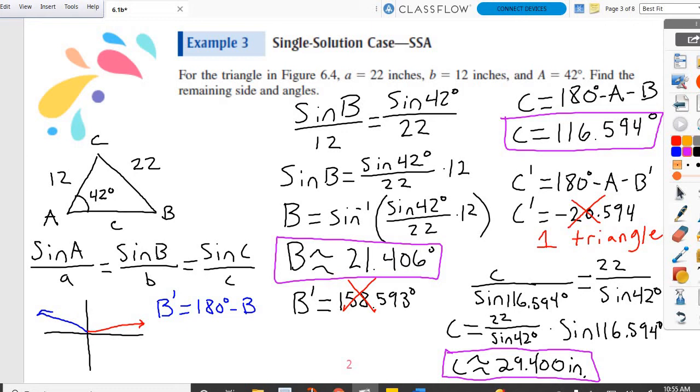Would only give us one of what? One of a problem that gave you side-side-angle. Because they're a little bit longer, I wouldn't give you more than one of those. Does that make sense? Okay. Alright, so let's look at another one.